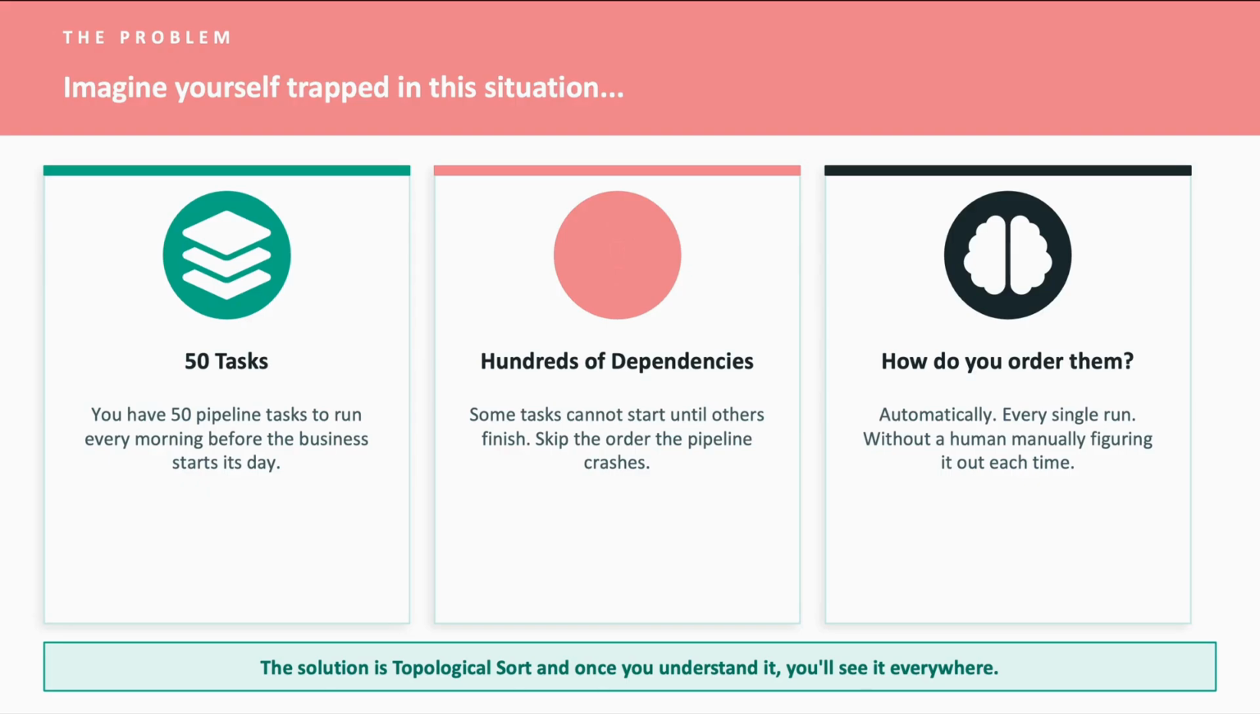You can't send the business reports before the aggregation, and you have 15 of these with hundreds of dependencies between them. So get the order wrong even once and the pipeline crashes, the data is wrong, reports are late, and the business is angry. So how do you figure out the correct order automatically every single run, without a human manually sorting it out each time? The answer is topological sort.